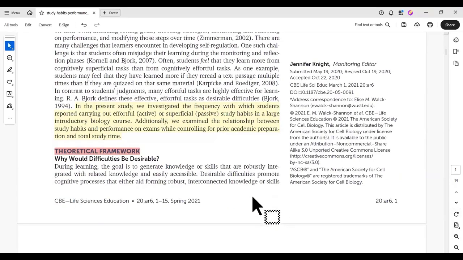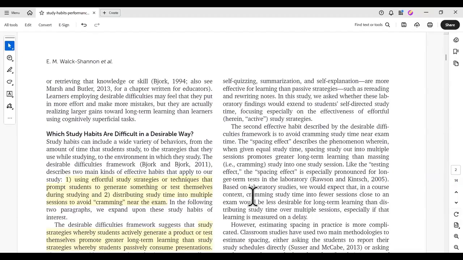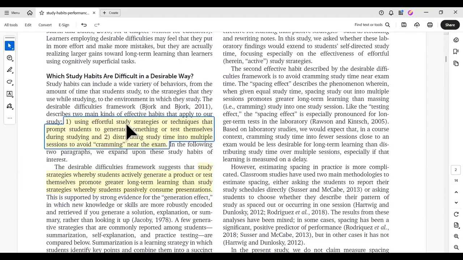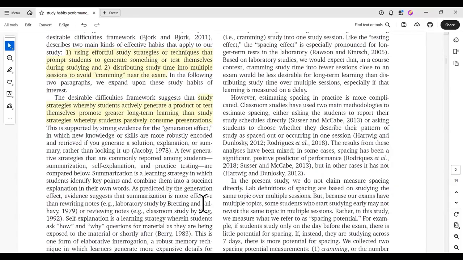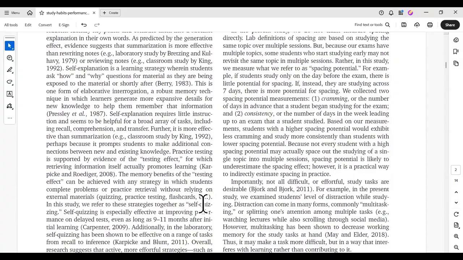All right, so this theoretical framework. Now, this is a fairly long section, but it's going to describe and explain a lot of the vocabulary that they're using. So, what do we define as an effective study habit? And so this is the background work that they used to figure out exactly what they wanted to do in their study. So these are the parts that I've highlighted. And there's a lot here. So you want to just read this fairly quickly.